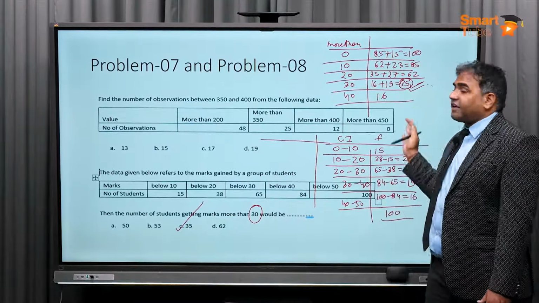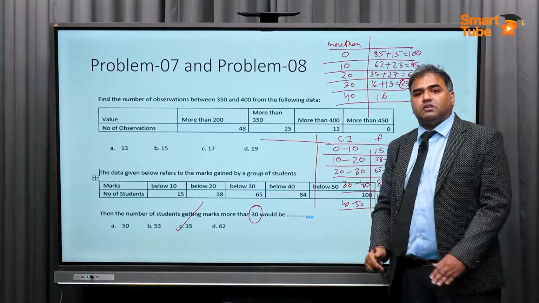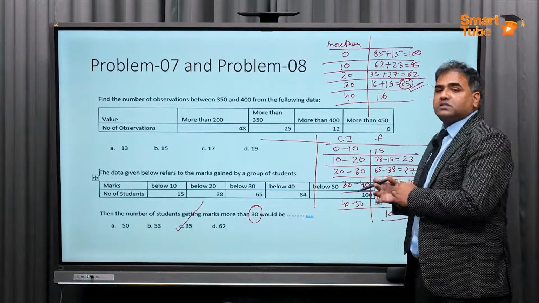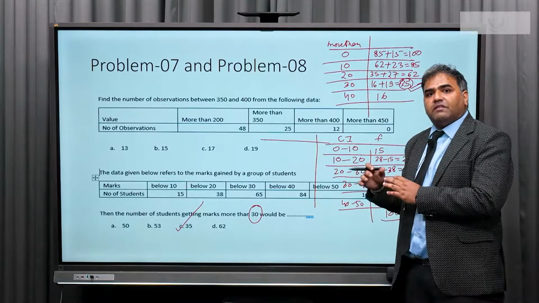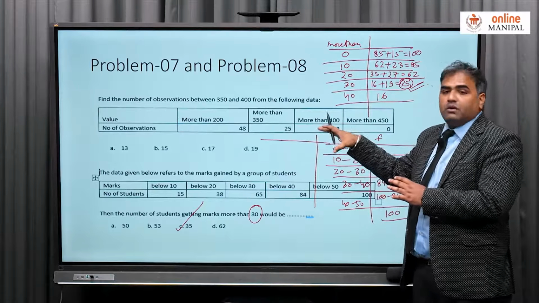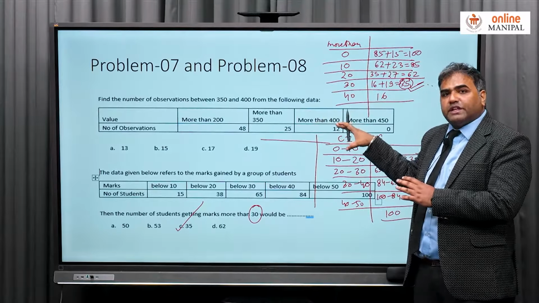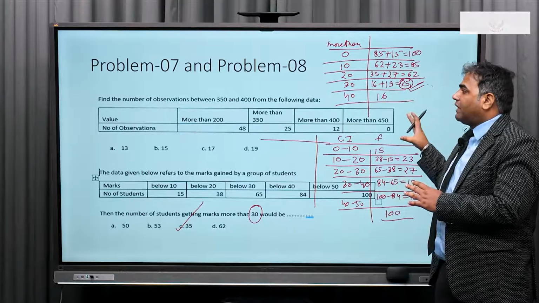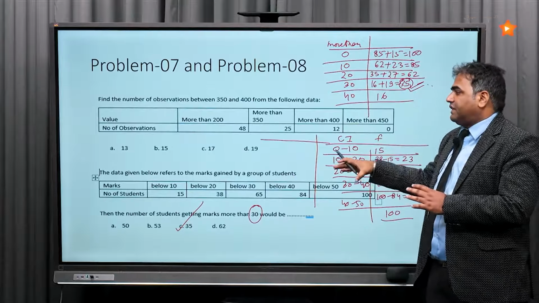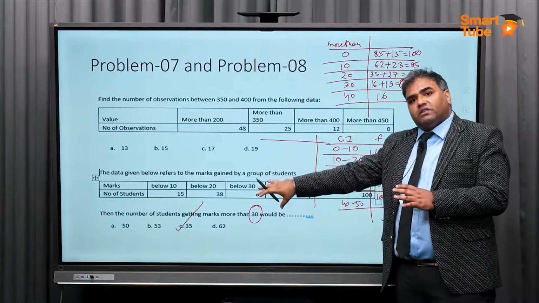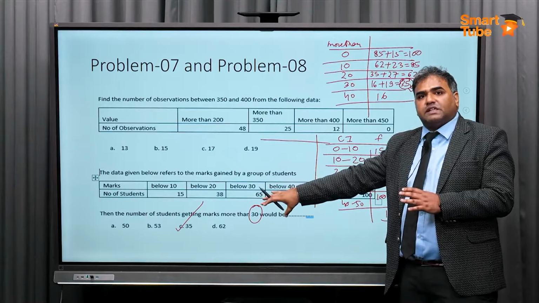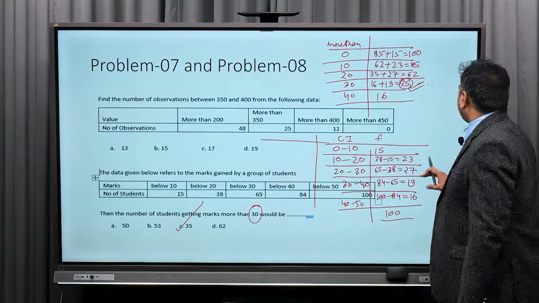I hope you understood this calculation and this problem. So here we have discussed how you can convert more than class interval with more than cumulative frequency into normal class interval and normal frequency, and then how you can deal with the problem related to less than class interval and less than cumulative frequency.